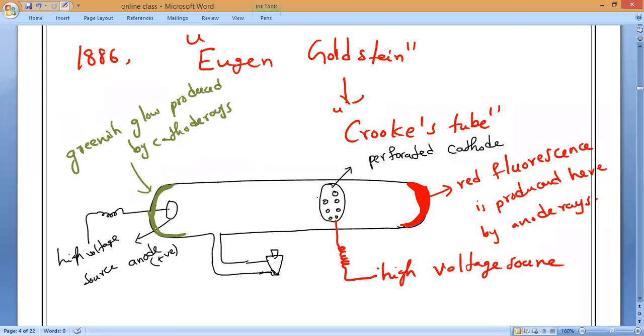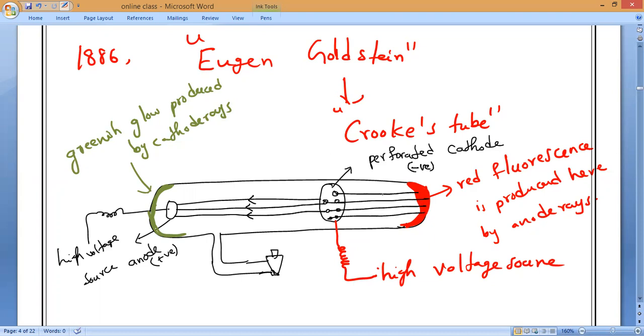So from this we can write that cathode rays will produce a greenish color light. Because it is what, guys, anode or cathode? It is cathode, that is negatively charged. So next, from here it will go. So what are these rays called?